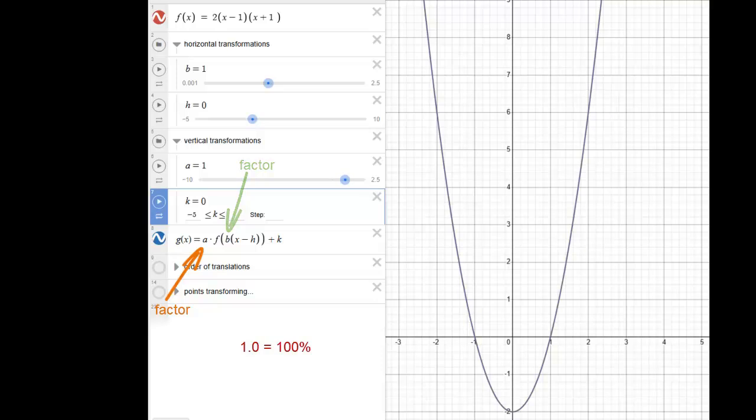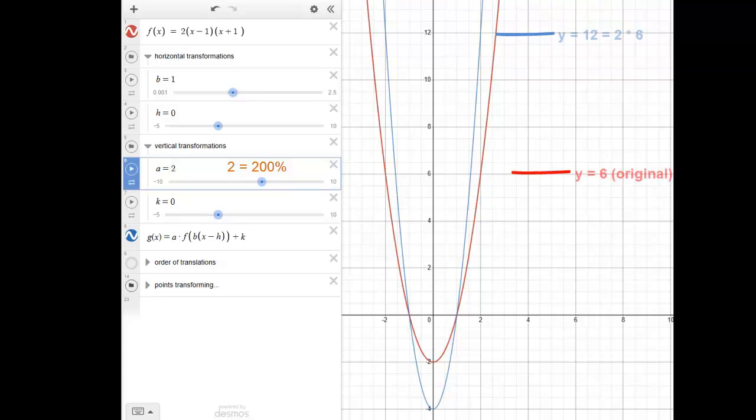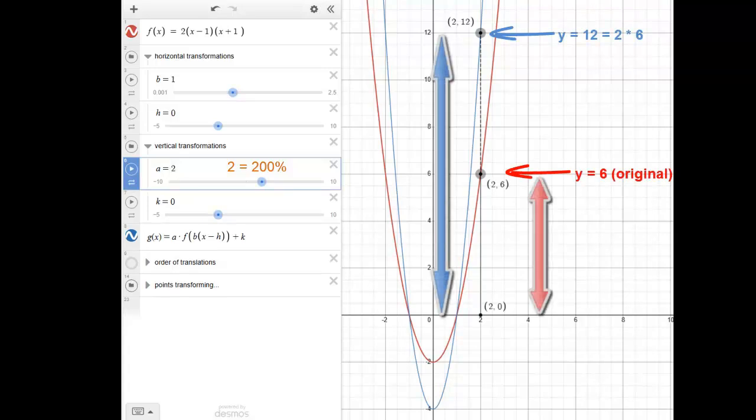Let's begin with the parameter a, which is the vertical factor. Remember, a vertical factor operates on the y-coordinates only. If the factor is larger than 1, then the factor behaves like a percent that elongates all the y values of the parent function. For example, 2.0 is the same as 200% and will increase the values of y by the factor of 2 each. Or in other words, will double the value of every y-coordinate.